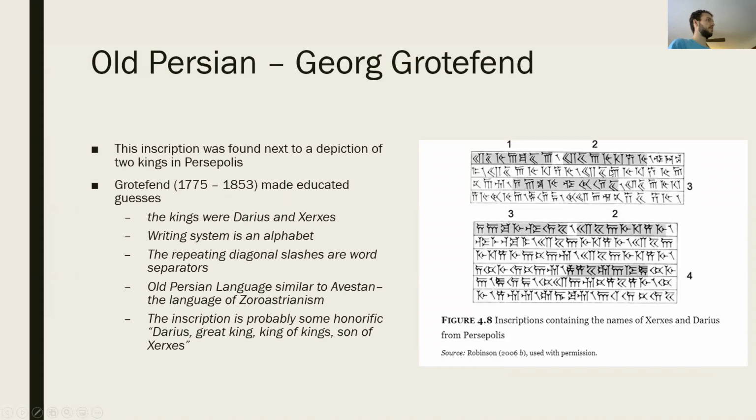So Old Persian was a language that was spoken in modern-day Iran, and it was written using the cuneiform script, which is a script which we talked about, used very widely in the Middle East and Mesopotamia. In the 1700s, the knowledge of this language was not known.